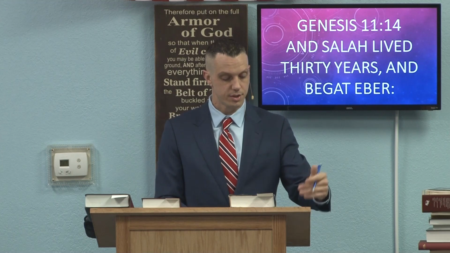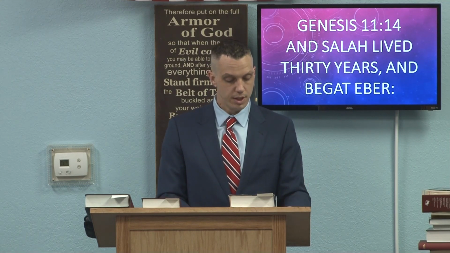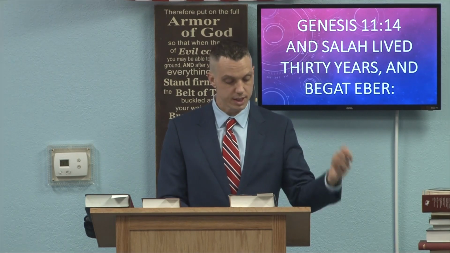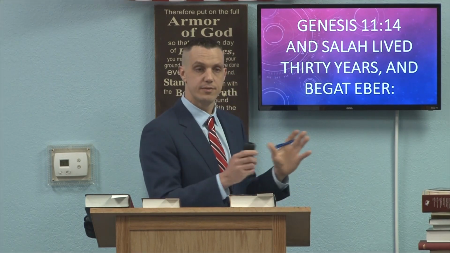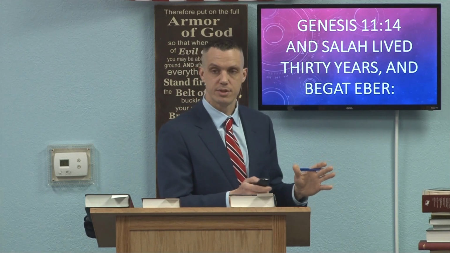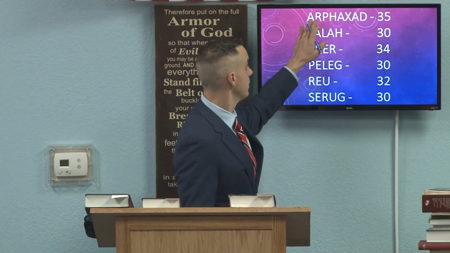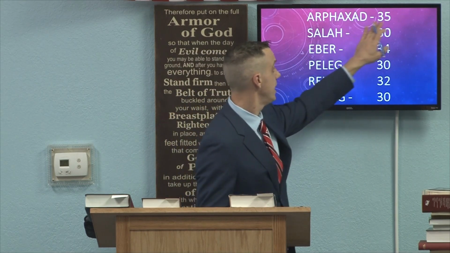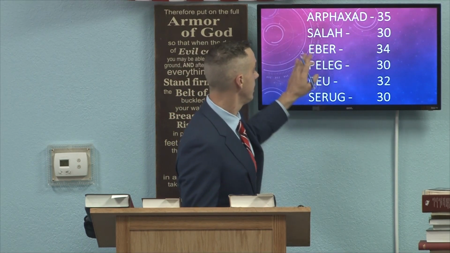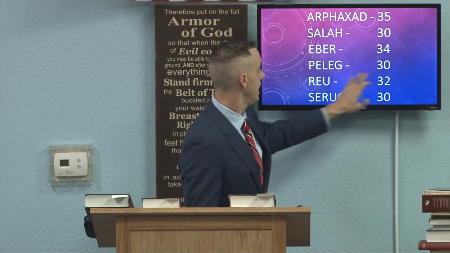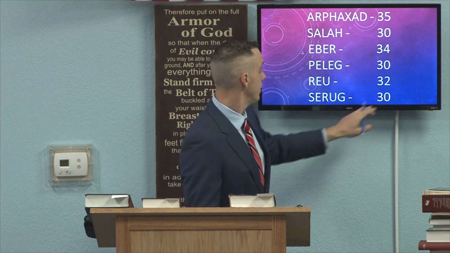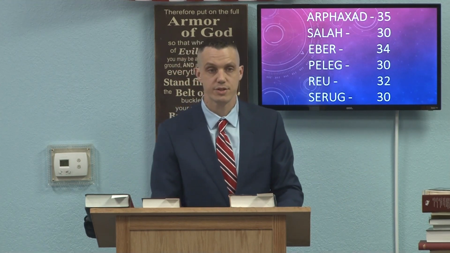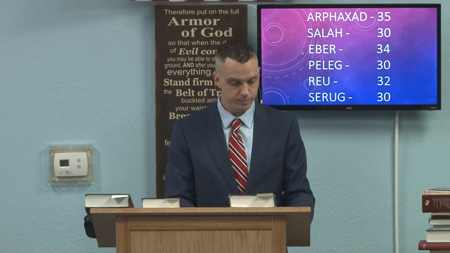If you look through Genesis 11 on down to 22, you'll see Serug being 30 when he had Nahor, on and on and on. Now, if we take the list of genealogies from the King James from Genesis 11 and put them here, this is the age of the men when their sons were born. So we have Arphaxad, 35, Salah, 30, Eber, 34, Peleg, 30, Reu, 32, and Serug, 30. So according to King James, these are the ages of men when their sons were born.